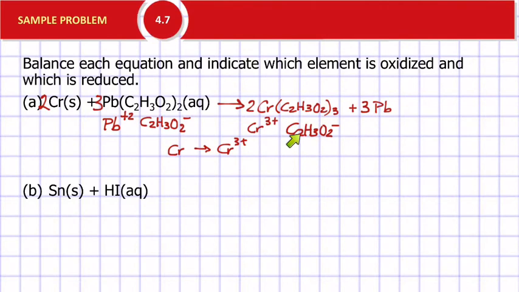Is anything really happening to the acetate? No, it's just kind of hanging around. It's actually a spectator ion in this process. So I've got lead 2+ going to lead with no charge. If I balance these half reactions, this is going to be +3 electrons, and this one's going to be +2 electrons.